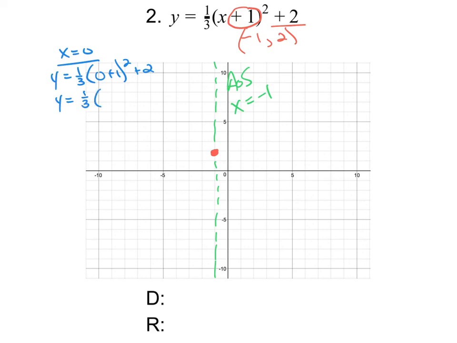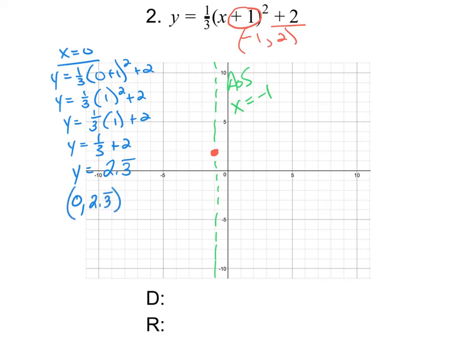And I'm going to do parentheses first. Then I'm going to do my exponent. Then I'm going to multiply. And then I'm going to add 1/3 plus 2. 1/3 is 0.33 repeating. So I'm going to write this as 2.3 repeating, which means when I plug in 0, I get 2.3 repeating. On my graph, that's at 2 and a little bit above 2. So it's kind of tough to show here, but it's right about here. So that's 0, 2.3 repeating. And when I flip that over, I'm going to get -2 and 2.3 repeating.